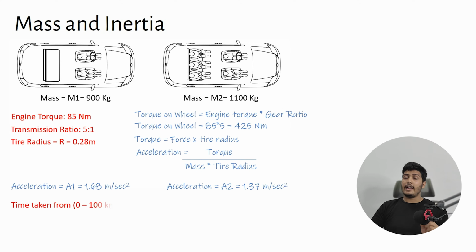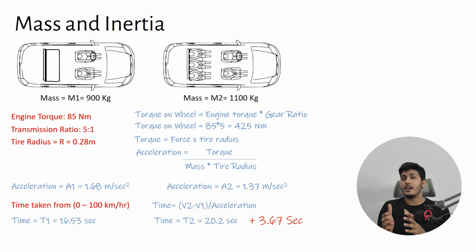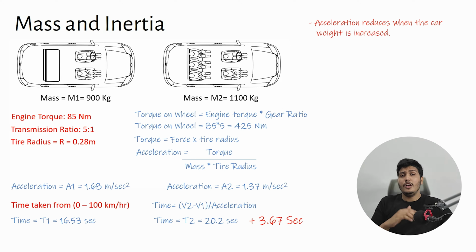Now, if we calculate the time taken from 0 to 100 km per hour for the first car, we will get 16.53 seconds, and for the second car, we will get 20.2 seconds. Here you can see the second car is taking 3.67 seconds more compared to the first car in order to reach from 0 to 100 km per hour. This shows the acceleration of the car will reduce as the weight of the car increases. So does an increase in weight always reduce the acceleration? No, actually. There are some conditions in which the increase in weight increases the acceleration.